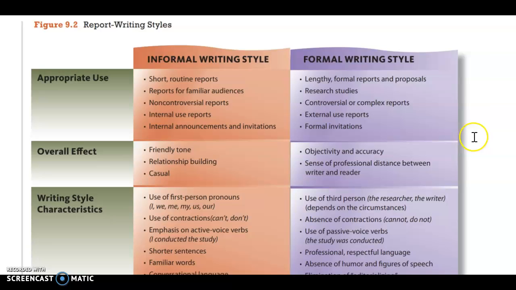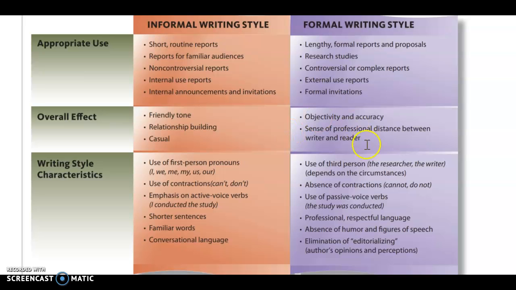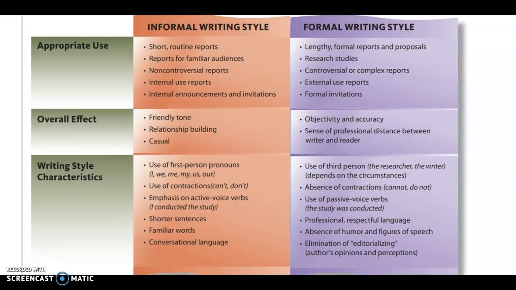I love this figure in your textbook. It compares informal to formal, when you should use those, and then the overall effect, the writing style characteristics. So you can see I wanted to mention first person. When it's informal, you can say I, us, we, but when it's formal, you want to use third person, the researcher, the writer, and then use passive voice. The study was conducted. When you're doing informal, you can say I conducted the study. So this is a great comparison of the informal writing style and the formal writing style. And that concludes section 1.